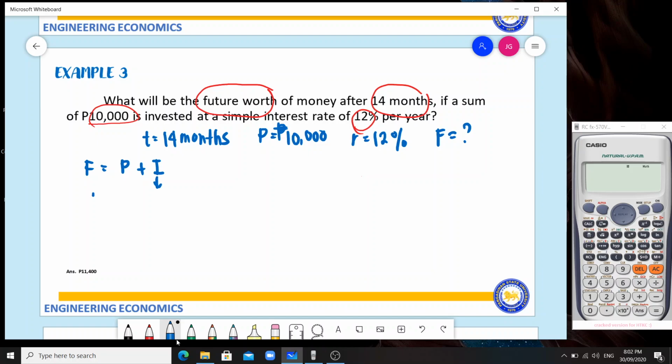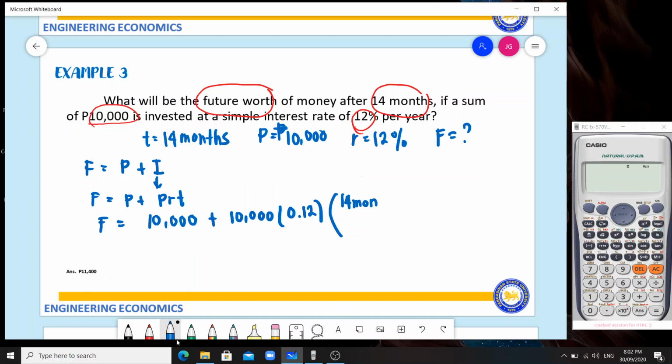So, ano bang interest, di ba? F is equals to P plus PRT. Ayan, we can solve na. F, ang P natin ay 10,000 plus 10,000 times 0.12 kasi 12% a year. And ang time natin ay 14 months. Now, di ba sabi ko ang time is in a year. So, convert natin. Sa isang taon, meron tayong 12 months lang in 1 year. Yan. Okay. So, let's calculate.